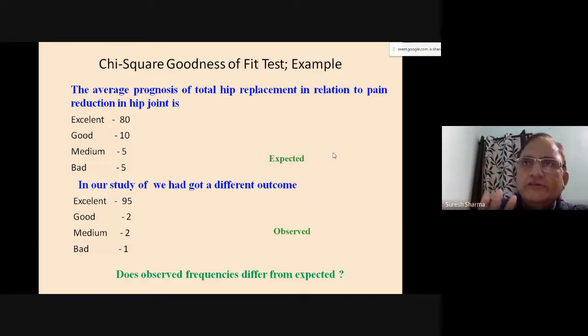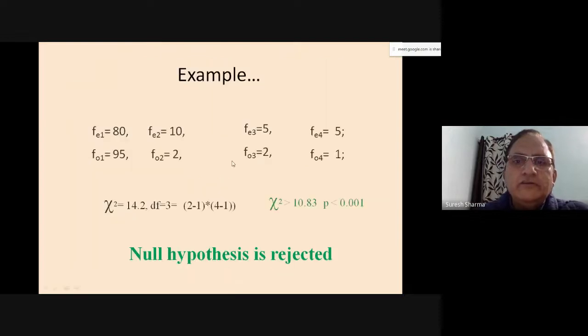So how are the degrees of freedom computed? In chi-square, degrees of freedom are the number of columns minus 1 into the number of rows minus 1. The number of columns is 2, so 2 minus 1. The number of rows is 4, so 4 minus 1. So 2 minus 1 is 1, 4 minus 1 is 3, and 3 into 1 is 3. So the degree of freedom will be 3.